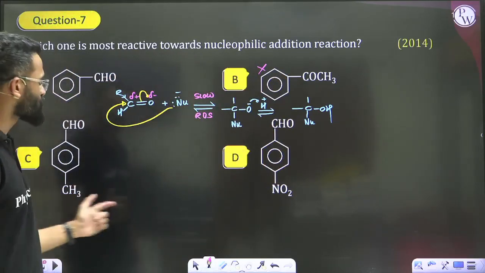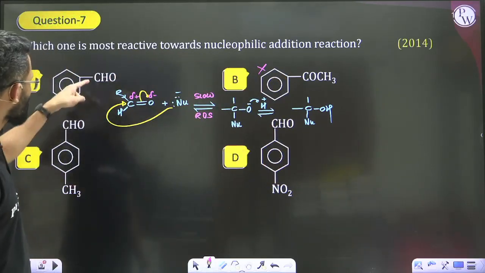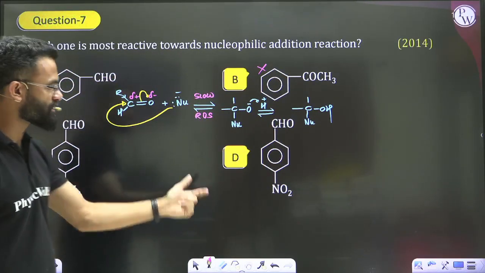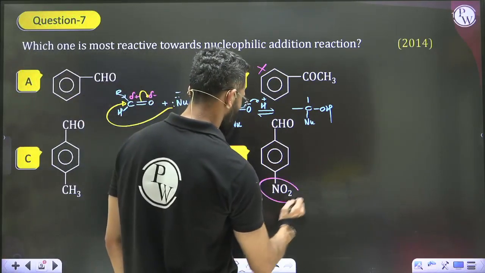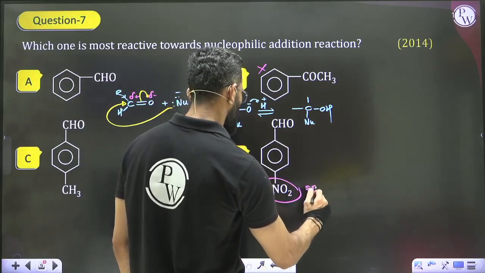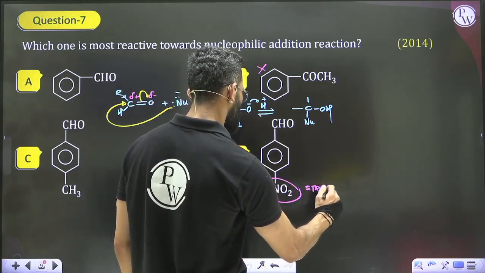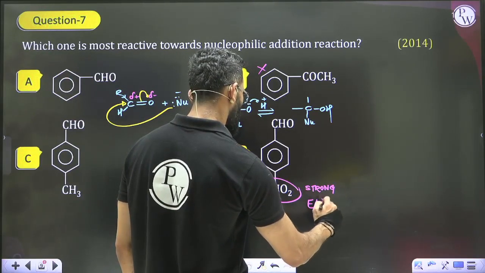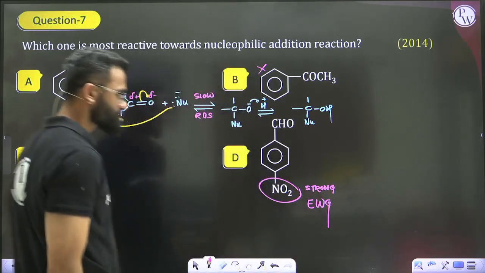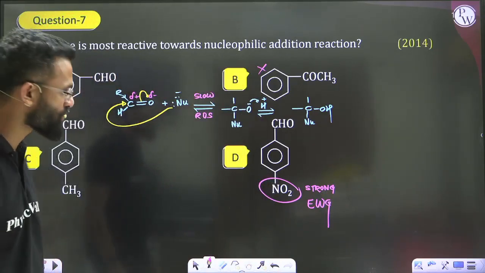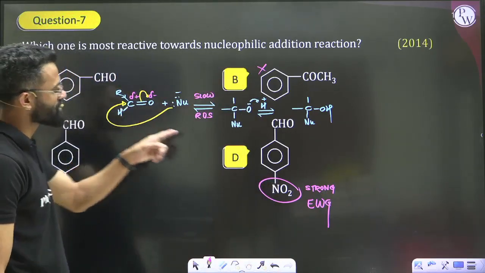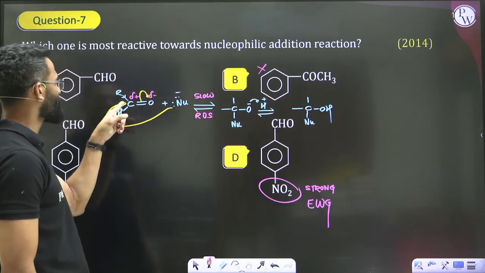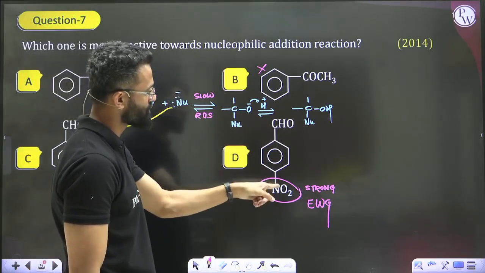So ketone will always give you reaction at the slower rate. Now among these 3, because everywhere there is a carbon of aldehyde, but on the ring there are some substituents present here, out of which nitro group, we know the fact it is a very strong electron withdrawing group. It will withdraw electron from this carbonyl carbon atom, which will make this carbon more deficient.